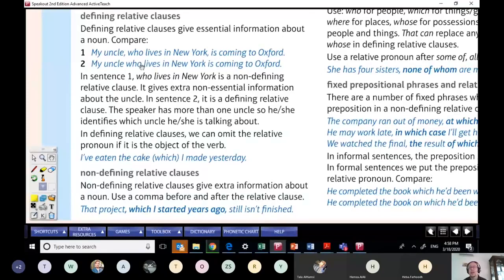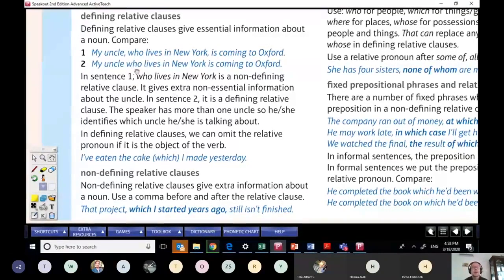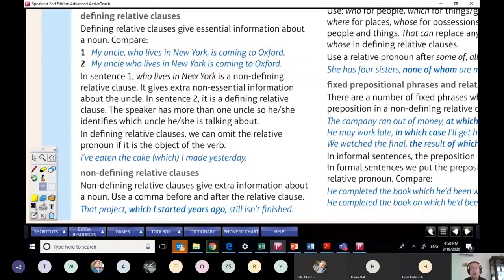So maybe he has an uncle that lives in Los Angeles and an uncle that lives in Chicago. And so this is important now, who lives in New York, because now we know which uncle he's talking about. Whereas up here, it's not important. We don't really care about which uncle it is. It's just interesting that he lives in New York. You see this very, very slight difference between the meanings of these two sentences.